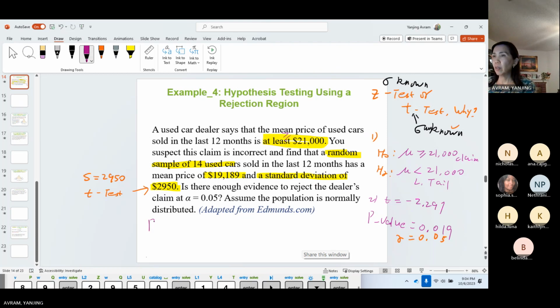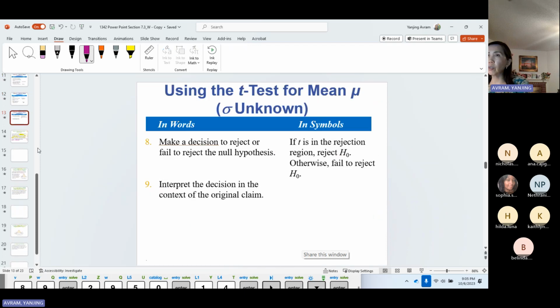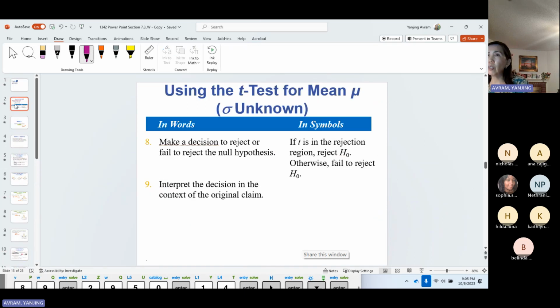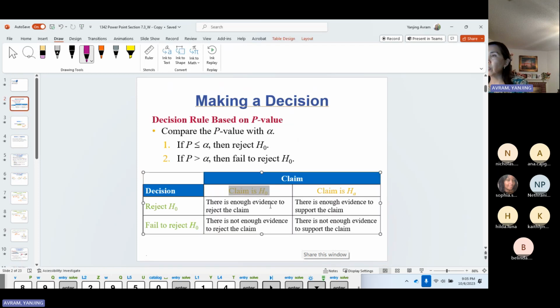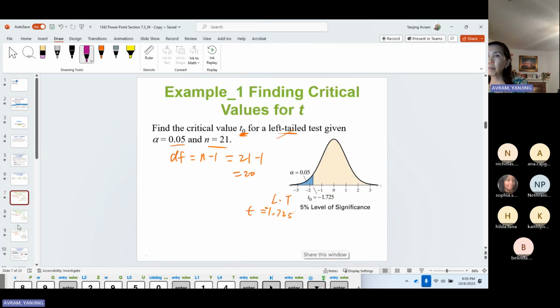So what do you think? P is less than alpha, so we reject the null hypothesis. If you still don't remember what kind of conclusion you make when you reject the null hypothesis: your claim is in the null, and we reject the null, so that means we have enough evidence to reject this claim.